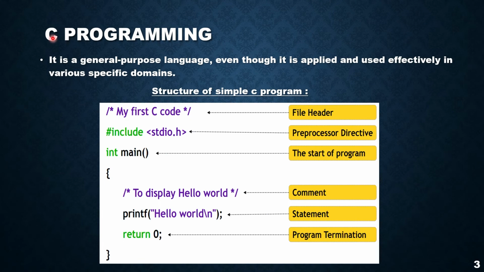This is C programming. C programming is a general purpose language, even though it is applied and used effectively in various specific domains. In this figure, we can see a structure of a simple C program. The first line contains the file header. This file header contains the title of the program, author name, date, place, and this type of information. The second line is the preprocessor directive, which is the first stage of compilation. Then int main is the main function, and in curly braces we can write our program.